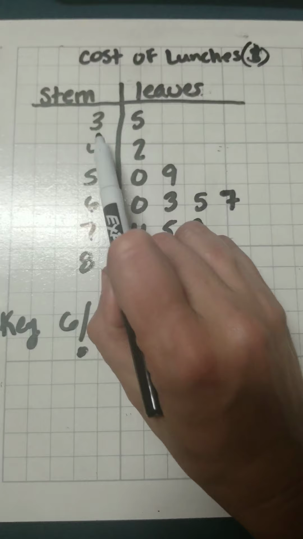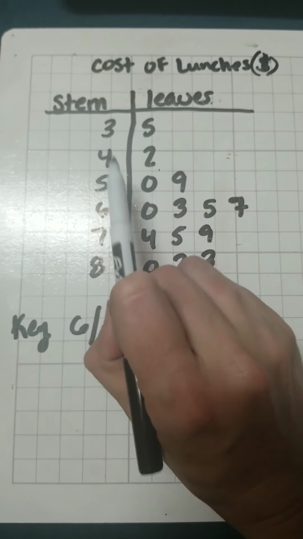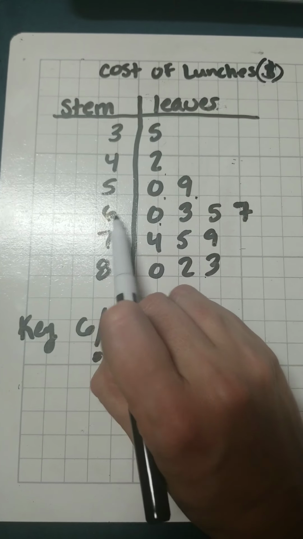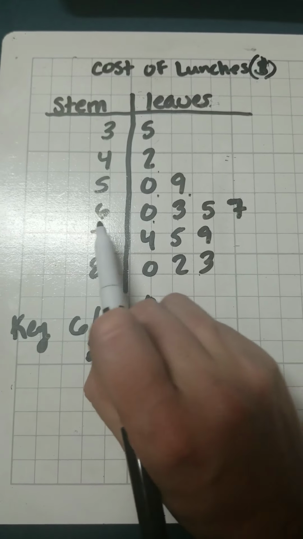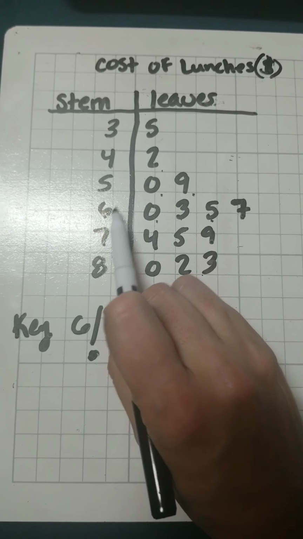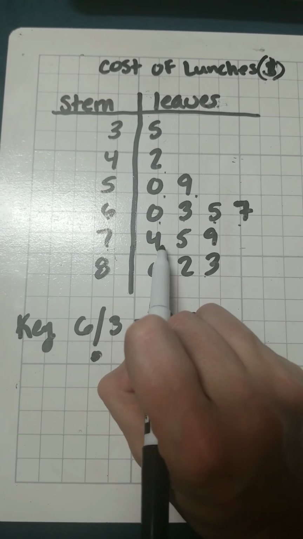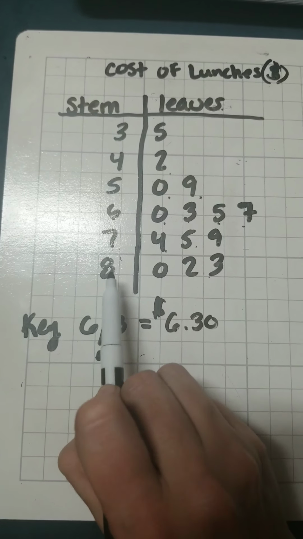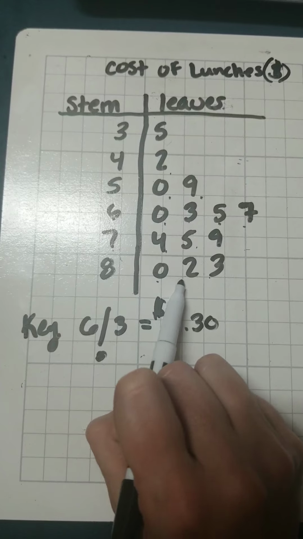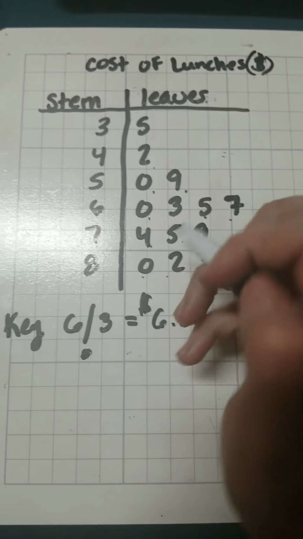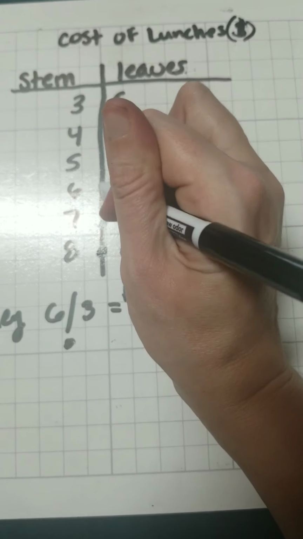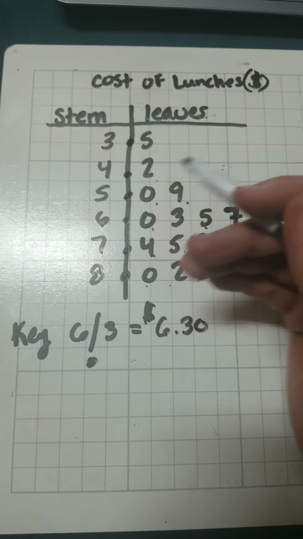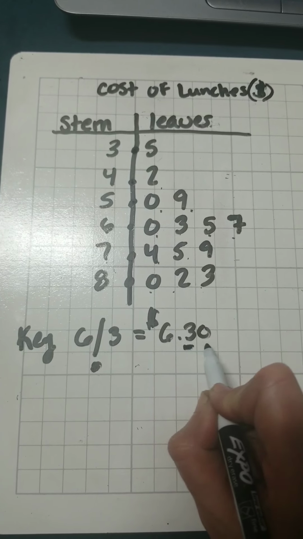So really quickly, this is $3.50, $4.20, $5, $5.90, $6, $6.30, just like we see here, $6.50, $6.70, $7.40, $7.50, $7.90, $8, $8.20, $8.30. You just have to remember that this is a decimal point for each one, and then you're just replacing basically the dimes, because that's going to be the number that's here. This is your dimes and that's your pennies.